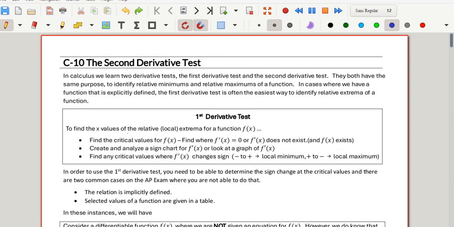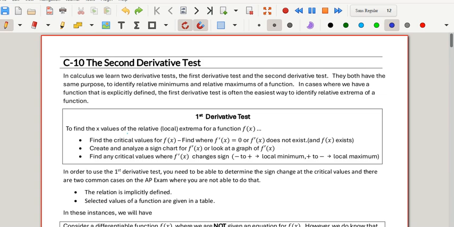Okay, so C-10, the second derivative test. We have two tests for relative minimums and relative maximums, and they are both derivative tests. For one, we use the first derivative. For the second test, we use the second derivative. The key is to know that both tests have the same end result. You either found a relative minimum or a relative maximum. Sometimes one is just as good as the other.